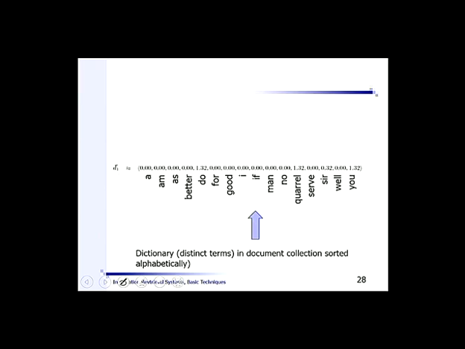The first step is to build a vocabulary list. This is the dictionary of distinct terms in the document collection, sorted alphabetically. Make sure, this is very important. We pick unique terms in the entire document collection and sort them alphabetically. So first we have "a", then "am", "as", "better", "do", "for", and so on, until the last term, which starts with y, which is "you".